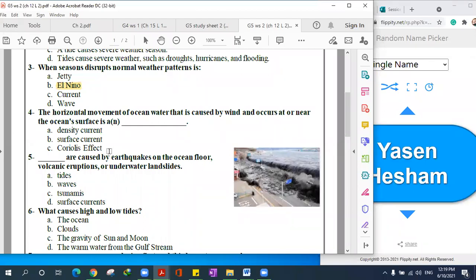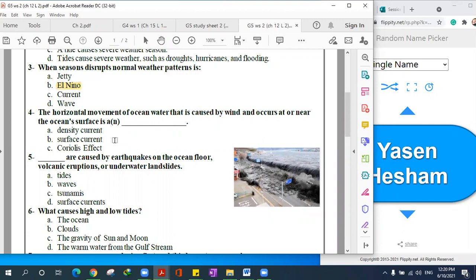Okay. Guys, are you ready for number 4? The horizontal movement of ocean water that is caused by wind and happens at or near the ocean surface. That's another question that is not included in the term exam, but you guys need to know it for your own knowledge.